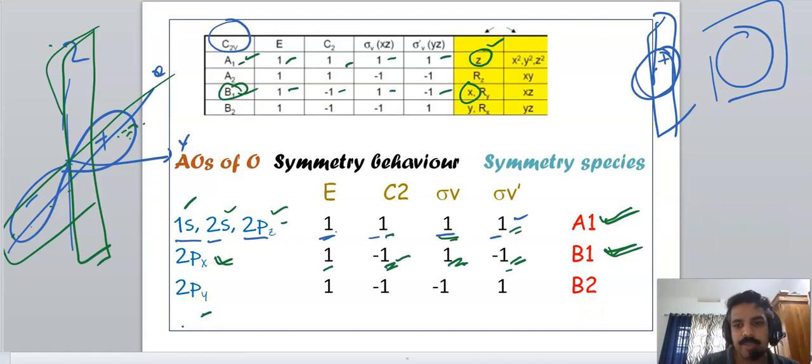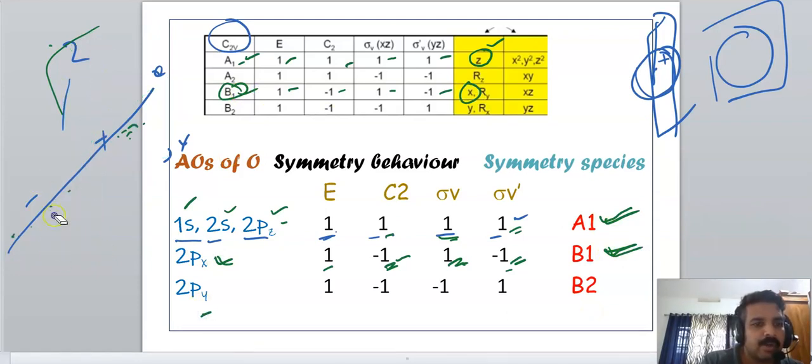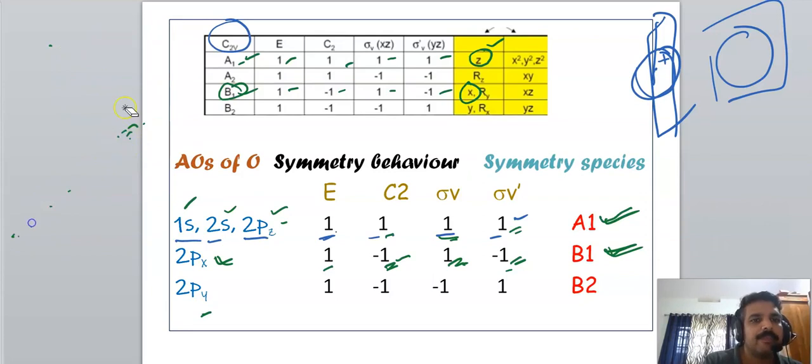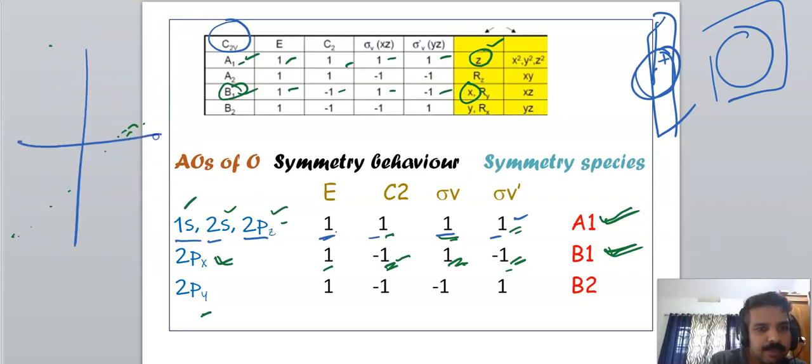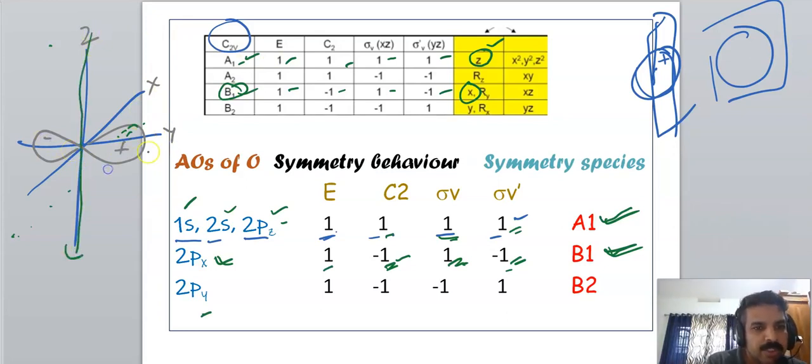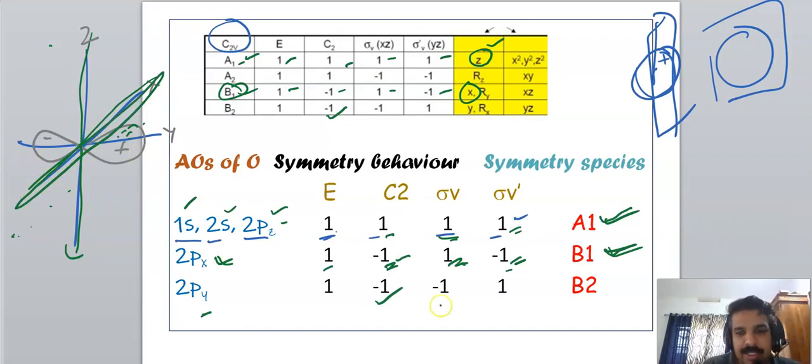And next 2py. This is the 2py orbital. We can draw the 2py orbital here. This is the xyz axis. This is the y axis. This is x. This is the z axis. And here plus sign, here minus sign. So on C2 rotation, the lobes interchange. Therefore, sign will be minus 1. And sigma v xz passes through the middle of the lobes. Therefore, plus and minus interchange, again minus 1.